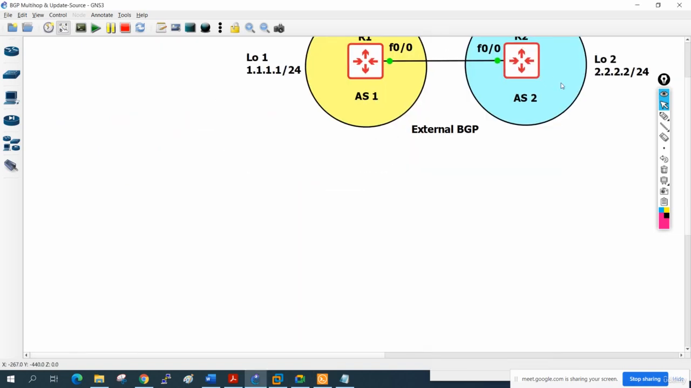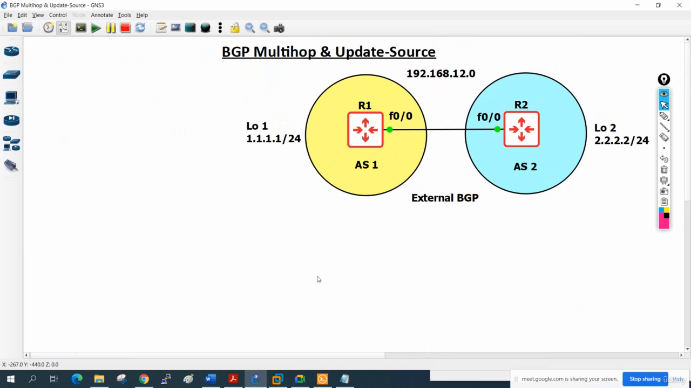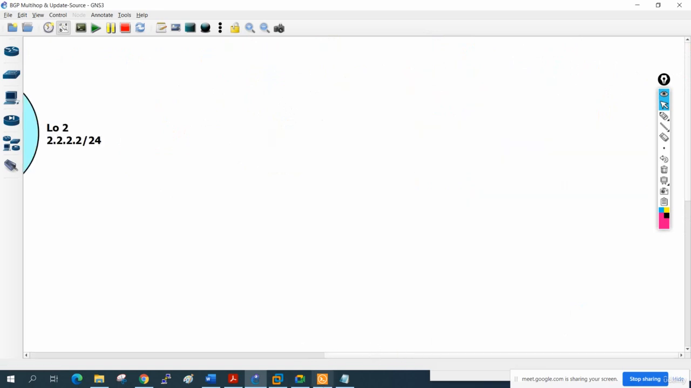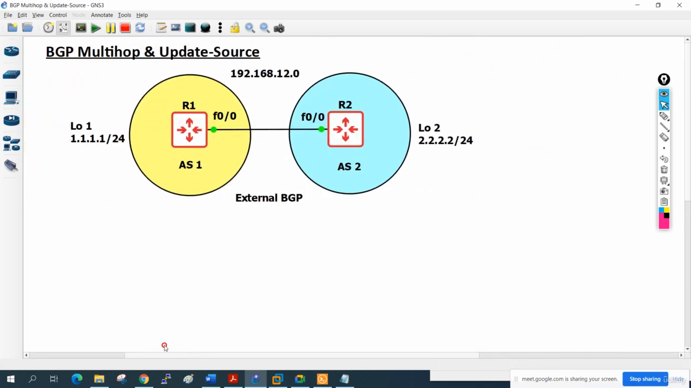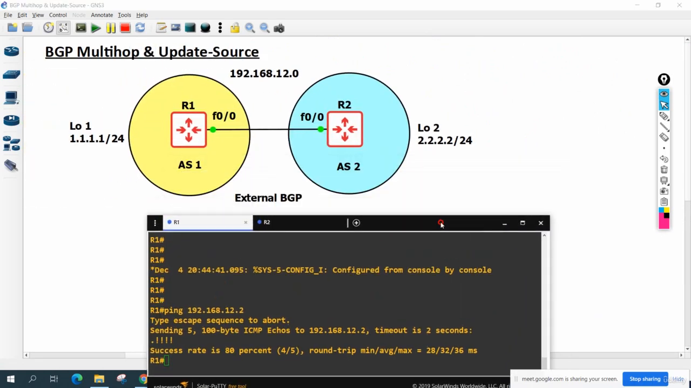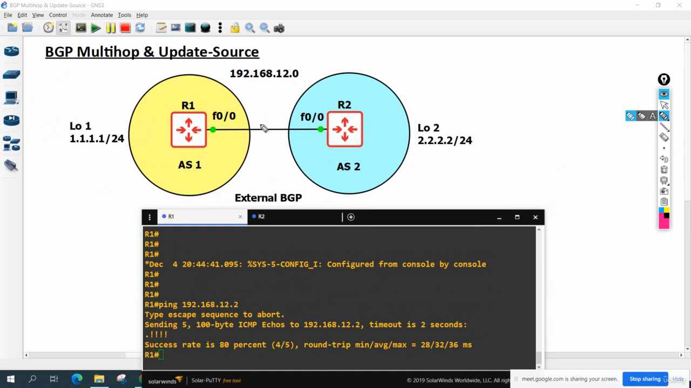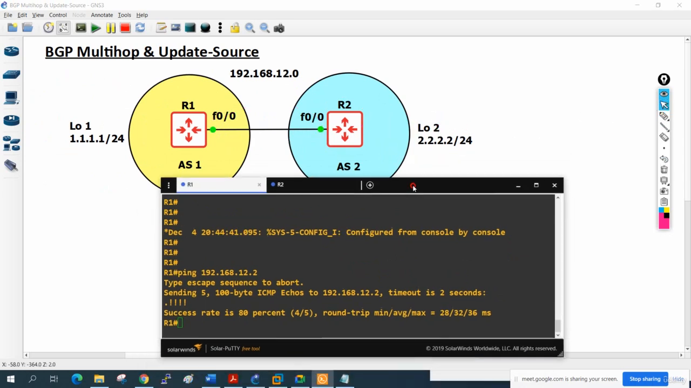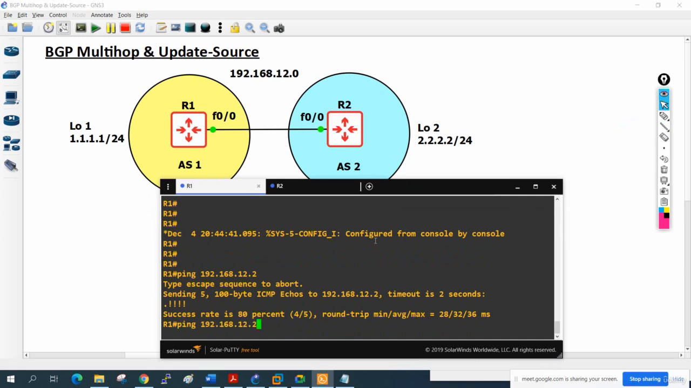Let me repeat what I am saying here. Directly connected will work. They are directly connected, so when we ping it will work. But example, if I want to ping from here to this loopback, it will not work because we don't have any route for this one. So now I will ping 2.2.2.2. I am in R1, so I will ping 2.2.2.2 here.